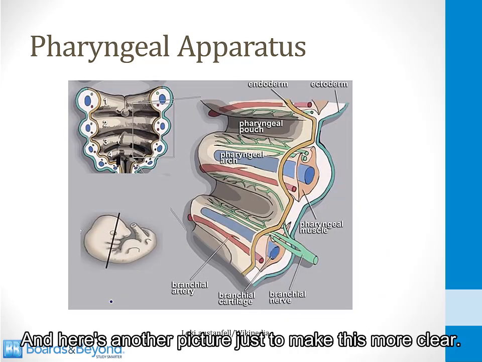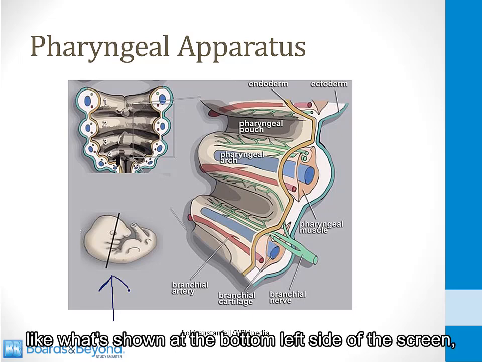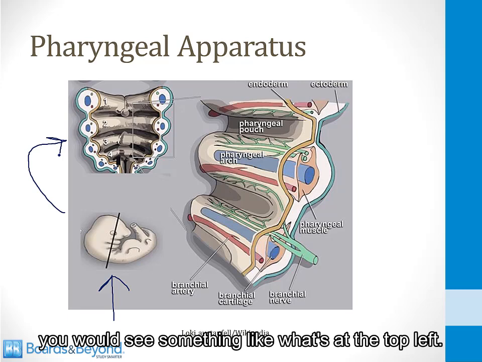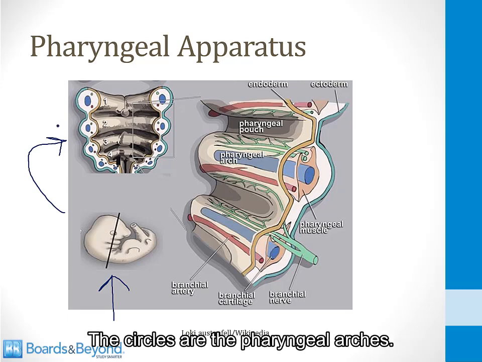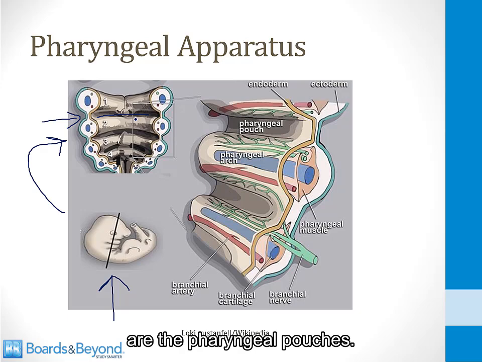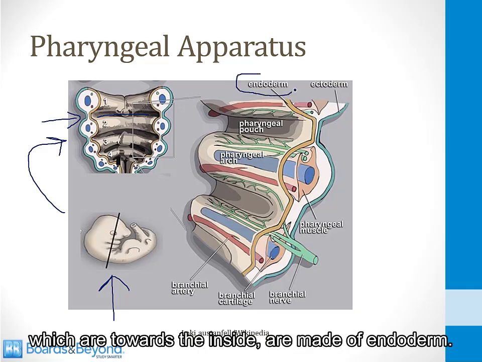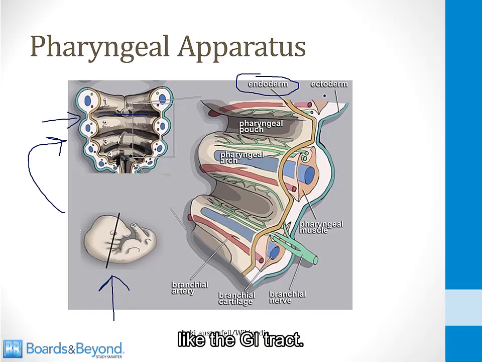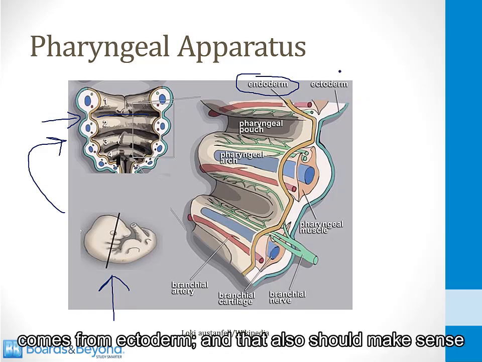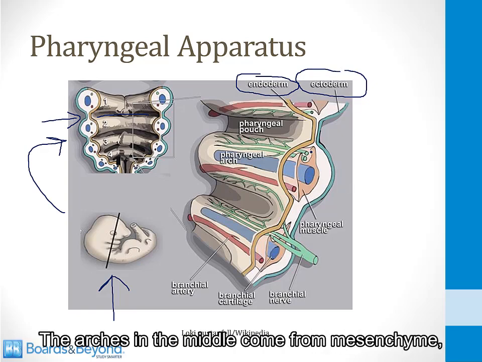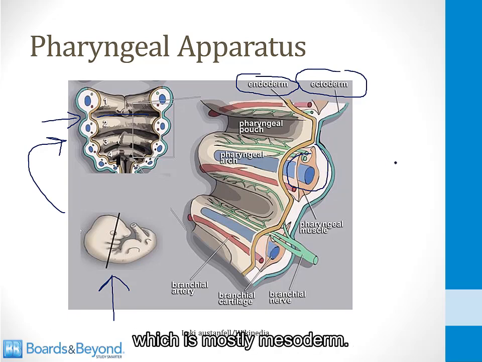And here's another picture just to make this more clear. If you took a 4-week embryo, like what's shown at the bottom left side of the screen, and you cut it along that black line and then look down upon it, you would see something like what's at the top left. The circles are the pharyngeal arches, the indentations on the outside are the clefts, and the grooves running down the middle are the pharyngeal pouches. Also note that this drawing shows that the pharyngeal pouches, which are towards the inside, are made of endoderm. That should make sense to you since endoderm usually gives rise to internal structures like the GI tract. The outside, which makes up the pharyngeal clefts, comes from ectoderm, and that also should make sense because exterior structures like the skin often come from the ectoderm. The arches in the middle come from mesenchyme, which is mostly mesoderm.